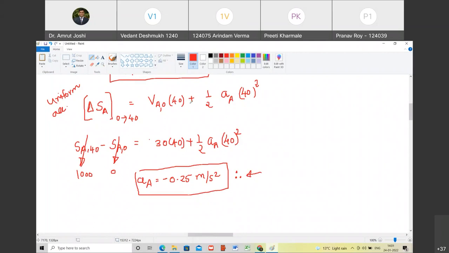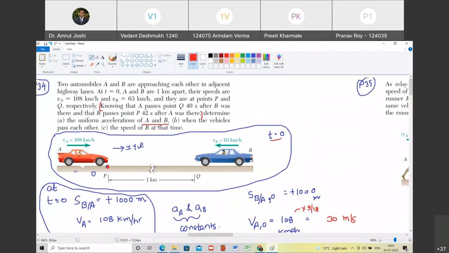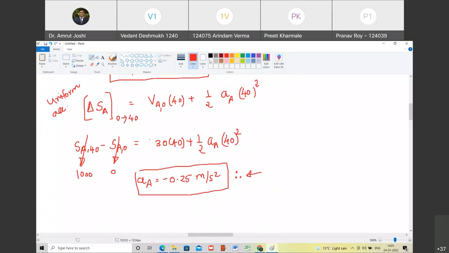What do we do next? You also have to find the acceleration of car B, isn't it? So we are going to use a similar equation. Car B is also exhibiting uniformly accelerated motion. So the change in position of car B from 0 to 40 seconds, I'm sorry, not 40, 42 seconds, must be equal to the velocity of car B at 0 seconds into 42 plus half acceleration of car B into 42 square.